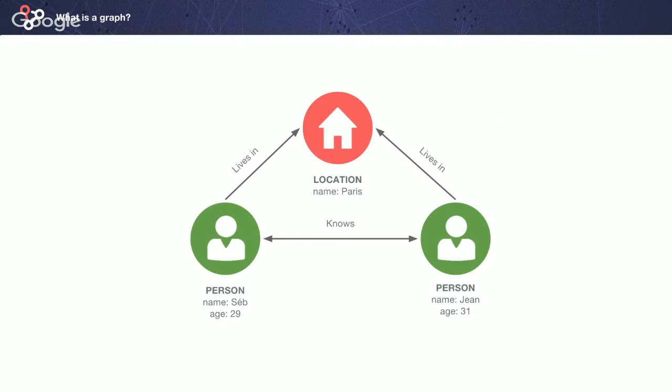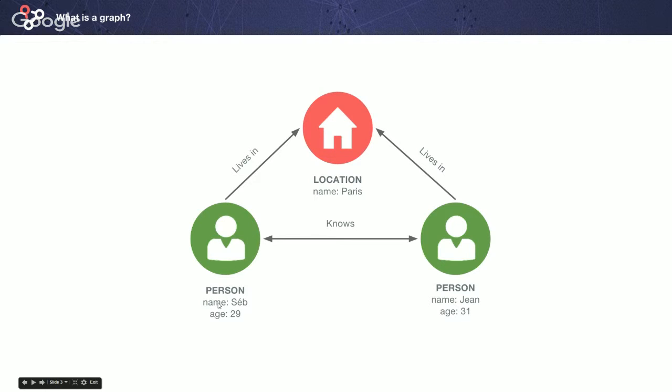So first of all, a graph is a set of nodes and edges. And here we have a concrete example. I can see two persons, one here, another one here, and they are both linked to a location. And as we are in a property graph, these different nodes have properties.